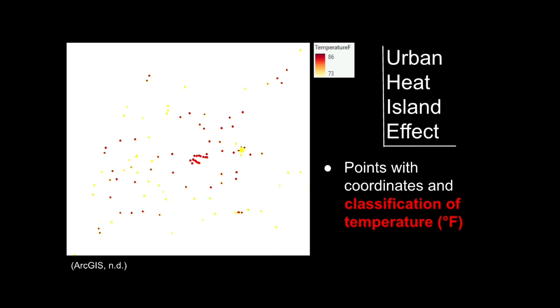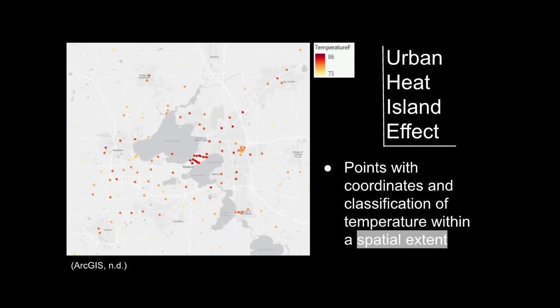Now, you can see here it's classified into temperatures. In this case, it's in degrees Fahrenheit. And just add in the spatial extent, such as the city, and you have got the map. But it's not all that, it's not complete.